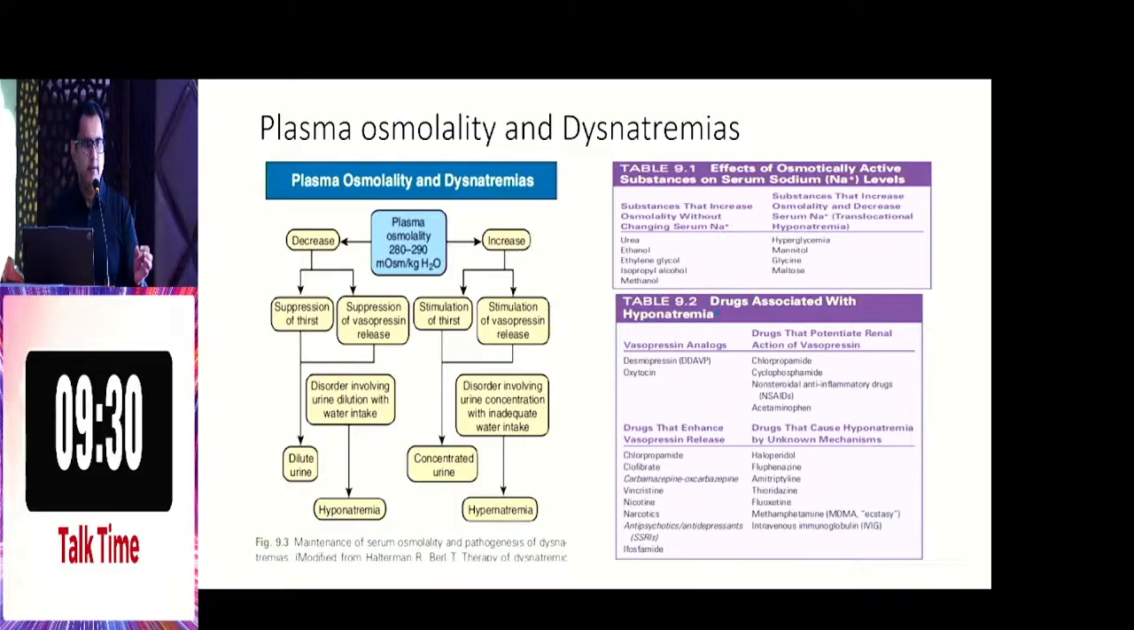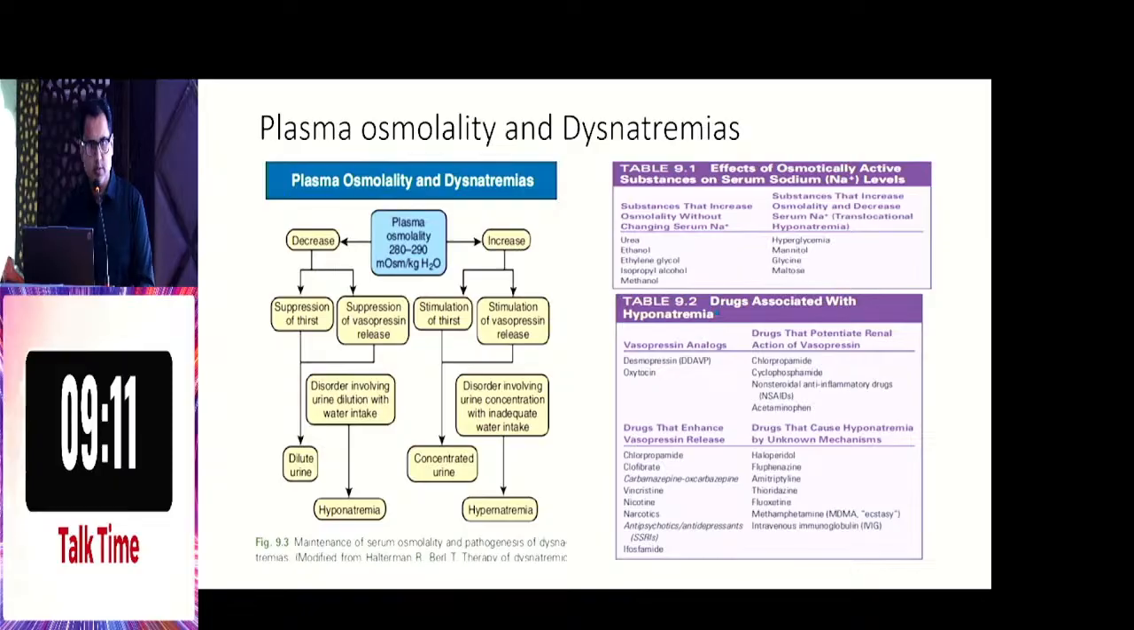Translocation is what? If these molecules are effective osmolytes, they cannot move between the intracellular and extracellular compartment. So wherever it is present, it will just attract water with it. That is why we see translocational hyponatremia with these molecules.